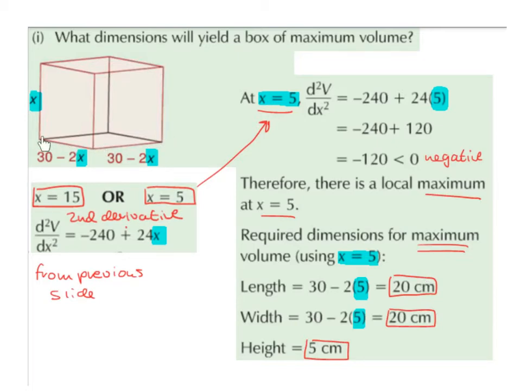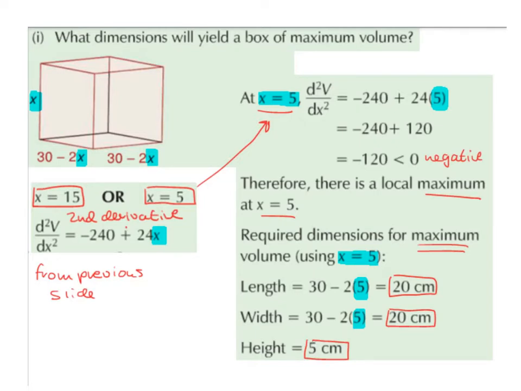The width was the same, 30 minus 2x. So for the width, 30 minus 2 times 5 again, which again is 20. So the width is 20 for the maximum volume. And then for the height, well, the height was just x. So the height must be just 5. So in order to get the maximum volume of this cuboid, we have to have a length of 20 centimetres, a width of 20 centimetres, and a height of 5 centimetres.